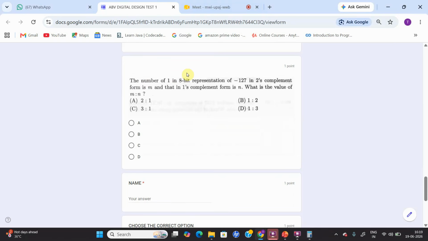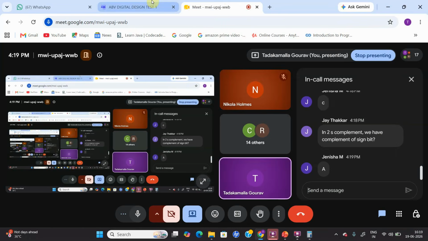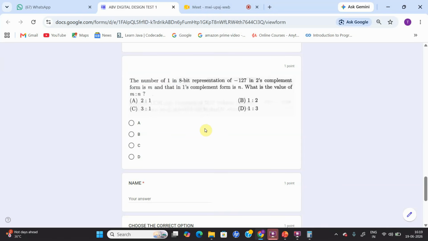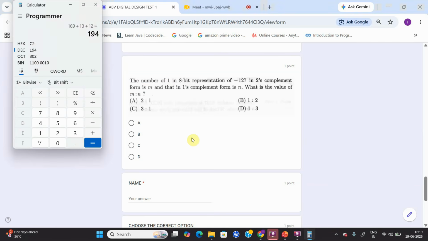Now, next: the number of 1s in the 8-bit representation of minus 127 in two's complement form is m, and that in one's complement form is n. So, what is the ratio m to n? Yeah, this is also a good question. How are you going to get it? So, what is minus 127 in two's complement format? Once you check plus 127, which is basically 0 followed by all ones, represented in 8-bit format.